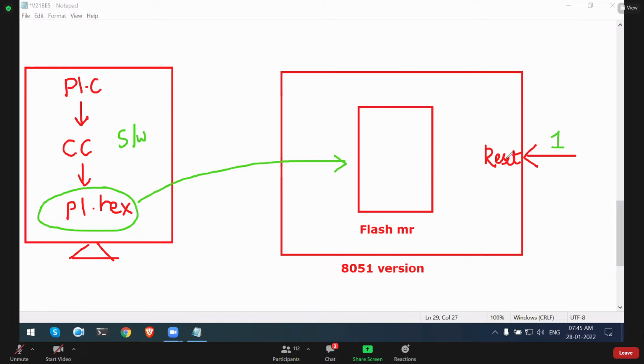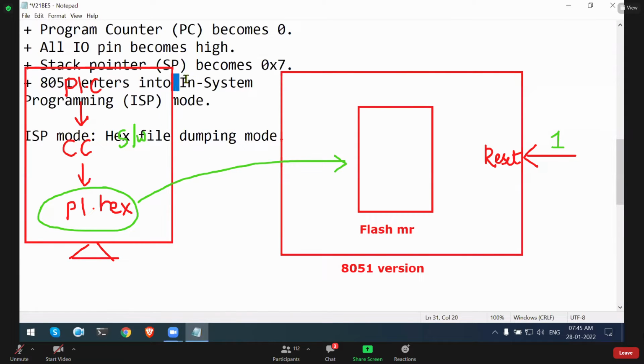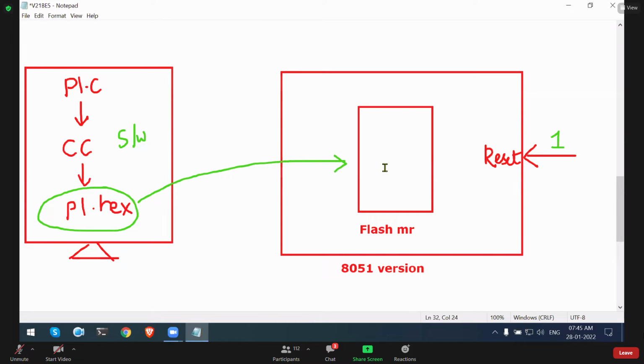Because as soon as you give the reset, these things will happen. Program counter becomes 0, all IO pins become high, stack pointer becomes 7, and the 8051 microcontroller enters into ISP mode. As soon as the 8051 enters into ISP mode, the hex file dumping process will start, and your program will finally be stored inside the flash memory. Whatever program you have written is converted into executable code, and that executable code will be stored inside the flash memory. And then after dumping this hex file, execution will start.